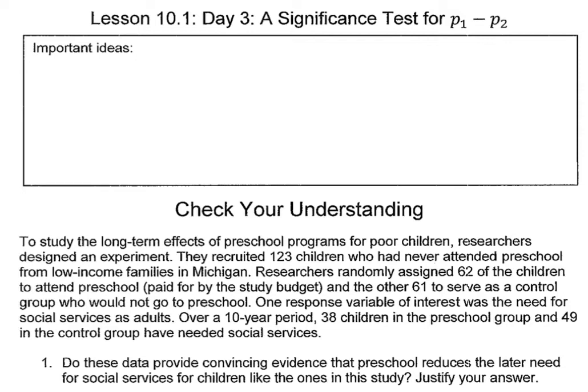So let's summarize some of the main ideas from the example we just did. The null hypothesis is going to be P1 minus P2 equals 0, meaning there is no difference.